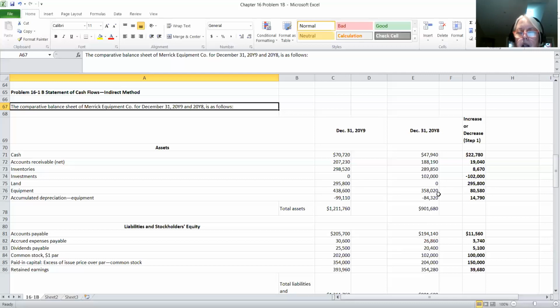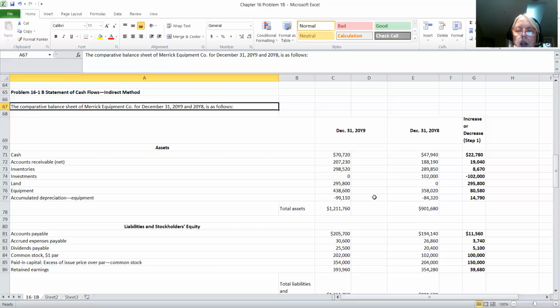My equipment was $358,020 at the end of 2008, and it increased, so we must have purchased $80,580 worth of equipment to make the ending balance at 2009 equal $438,600.